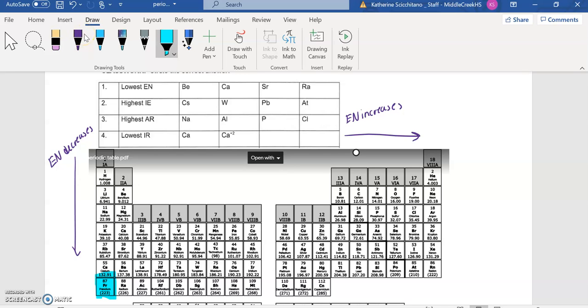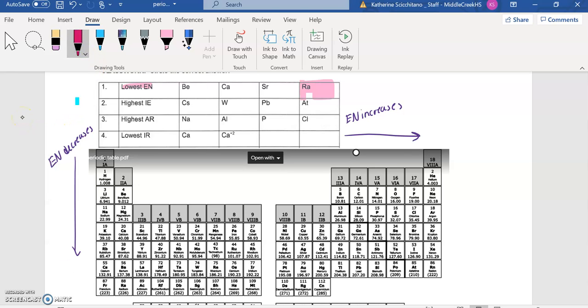So what I'm going to do is I'm going to go ahead and find my elements. So the elements that I have here are going to be beryllium and calcium and strontium and radium. So if I'm looking at these 4 elements and I'm saying which one's closest to francium, because francium is going to be my lowest electronegativity, the correct answer here would be radium. Okay, let's look at this next one.